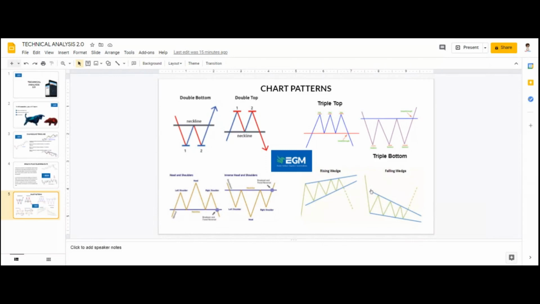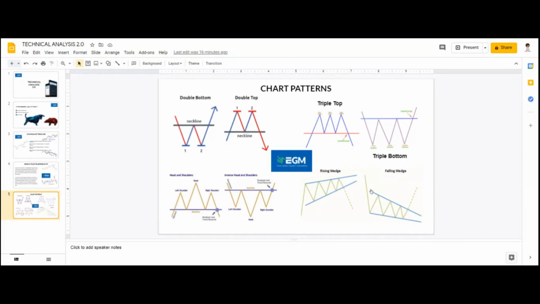So we're talking about chart patterns, okay? I shared gold buy also. We've got different types of chart patterns. I will text you the number again. We've got the double bottom, double top, triple top, triple bottom, head and shoulders, and rising and falling wedge.